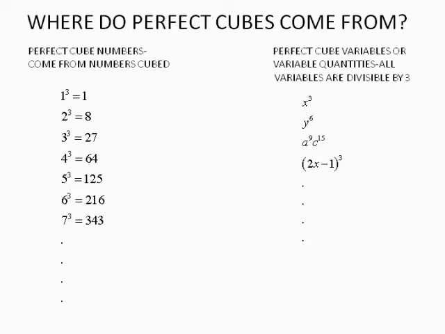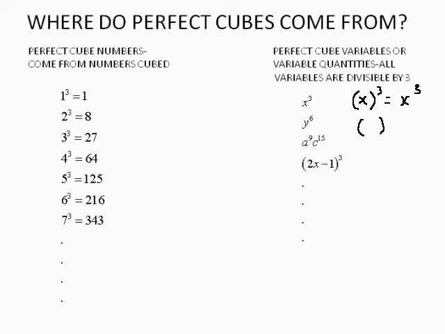Now, where do perfect cube variables come from? If you remember in previous lessons when we factored squares, we said that if you had a perfect square variable, it was always divisible by 2. Guess what here? If you have a perfect cube variable, it's divisible by 3. And really, remember, variables are just numbers in disguise. So if we took, let's say, this first example here, x, and we just cubed it, do you see we would have x cubed? So really, if you just cube anything, you'll get something that's called a perfect cube.